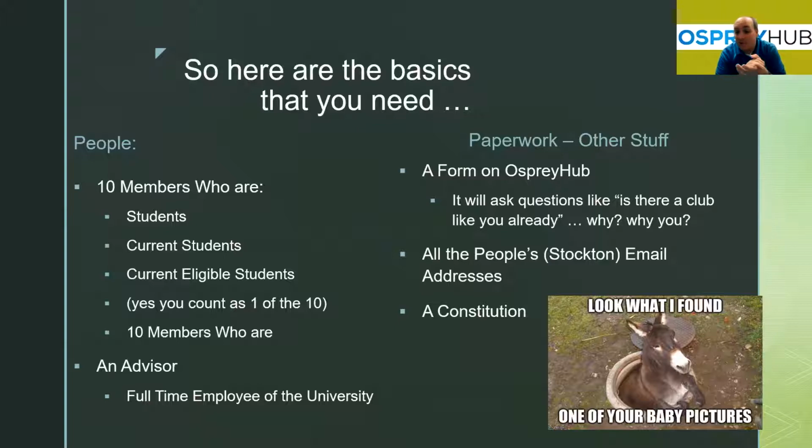You're also going to need to know all the people on the left side, their Stockton email address. Very frequently, students come in and they want to start a club and they hand me a whole bunch of Z numbers. And I go, that's great. Do you have their email addresses? Because you are going to load this through the Osprey Hub, and the Osprey Hub is going to ask only for their email addresses. You shouldn't be trading Z numbers with your friends. All right. And the third thing that you're going to need is a constitution. All right. Okay.